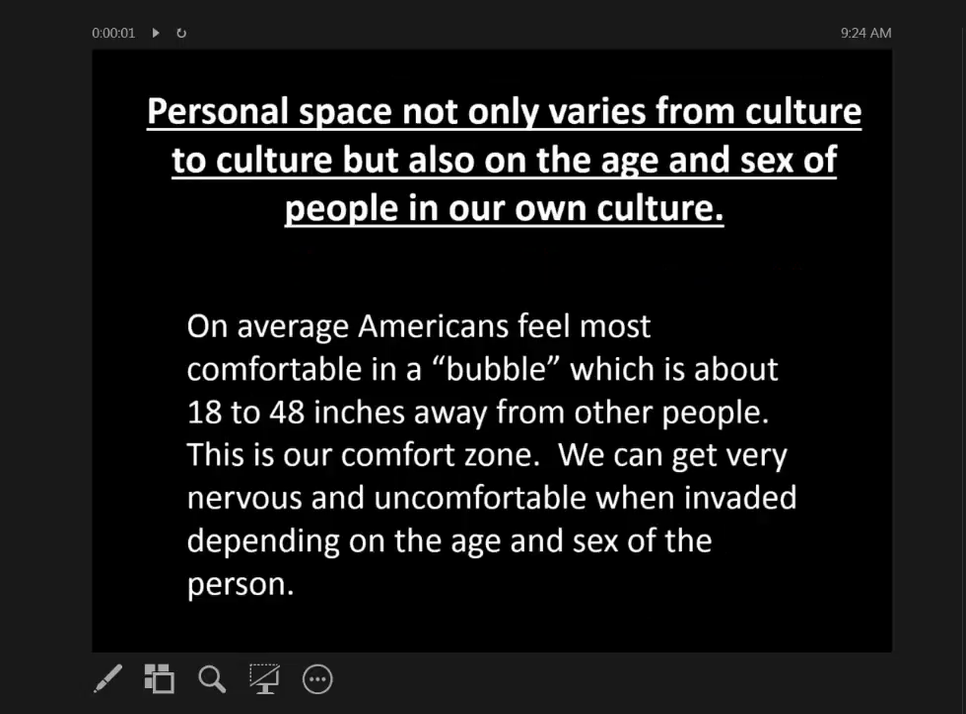Personal space not only varies from culture to culture, but also on the age and sex of people in our own culture. On average, Americans feel most comfortable in a bubble with about 18 to 48 inches away from other people. This is our comfort zone. We can get very nervous and uncomfortable when invaded depending on the age and sex of the person.